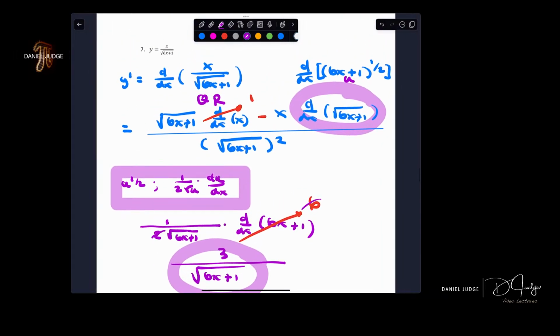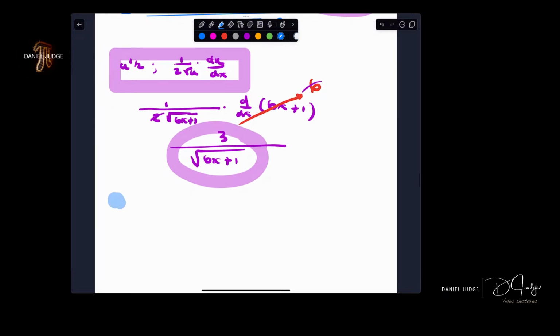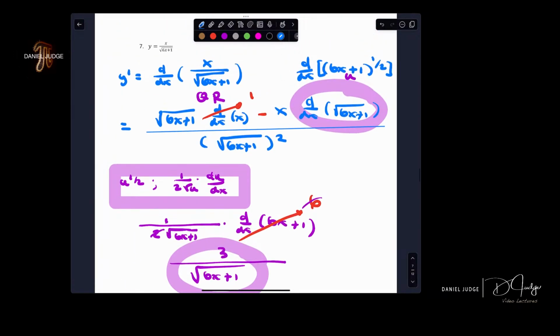So, ladies and gentlemen, y prime is equal to, let's go back and see what is really here. The square root of 6x plus 1 times 1, which will be itself, minus an x times the derivative we just got divided by this denominator.